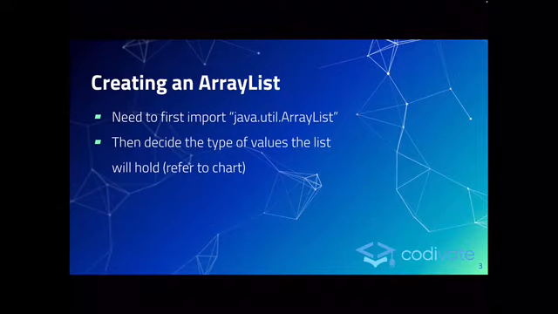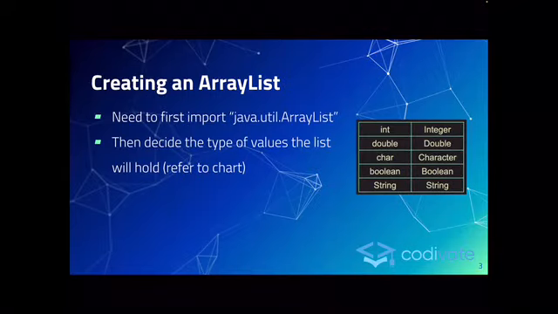To create an ArrayList, you first need to remember to import the ArrayList class. So you would have to import java.util.ArrayList at the beginning of your code. After that, you would have to decide what type of value you want the list to hold. ArrayList cannot hold primitive data types directly. So let's look at the following chart.